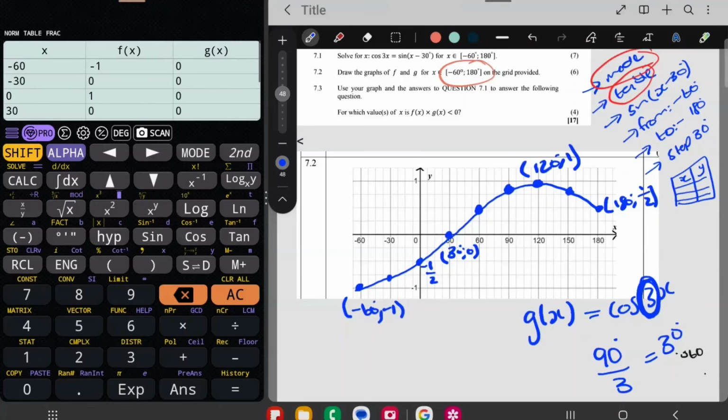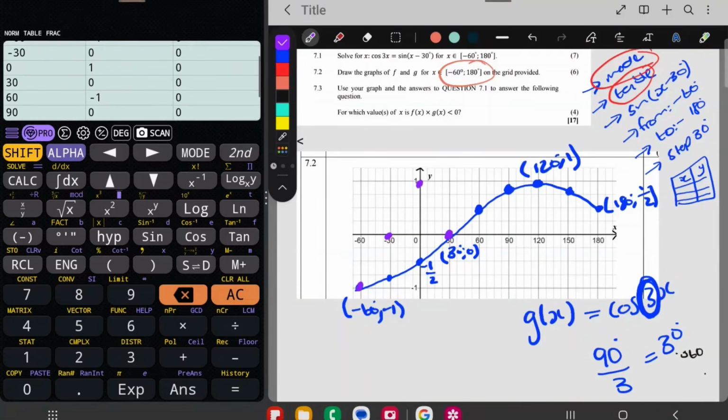So the first value is negative 60 and negative 1. So they have the same starting point. Then negative 30 and 0. So there it goes up. Then 0 and 1. So it goes up like that. Then 30 and 0. So it also goes through that point. 60 and negative 1. So I'm back here. 90 and 0. So I go up. 120 and 1 touches that one. 150 and 0. And 180 and negative 1.